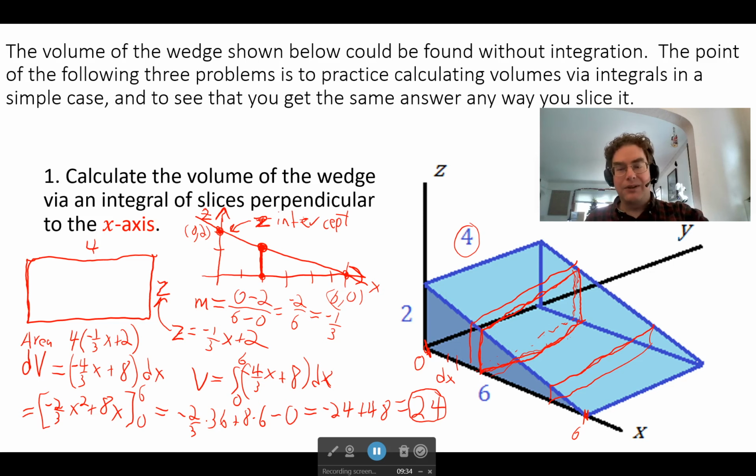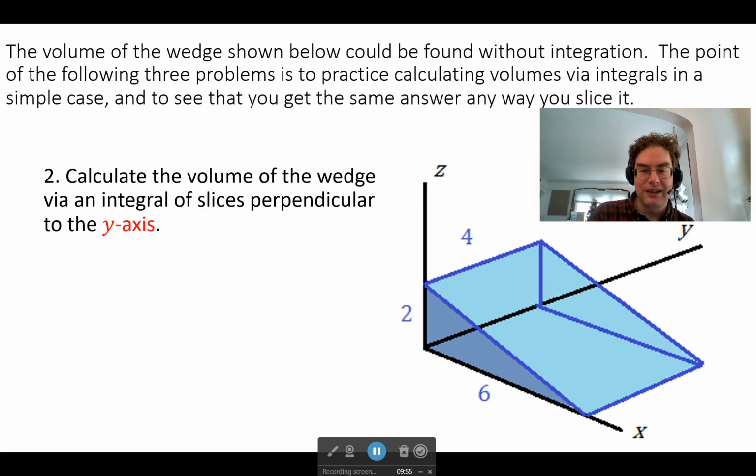Now what would happen if instead we slice perpendicular to the y-axis? Again, you can't always expect you're going to be able to slice it any which way, but this time it's going to work out. So imagine slicing perpendicular to the y-axis and see what those slices are going to look like. And then we'll take a look at it on the next slide here.